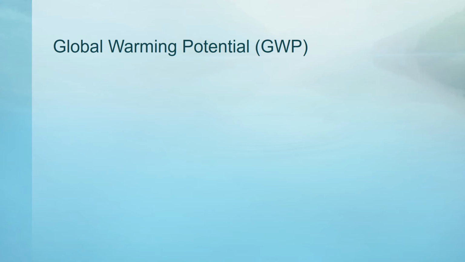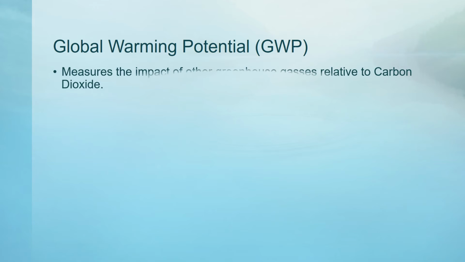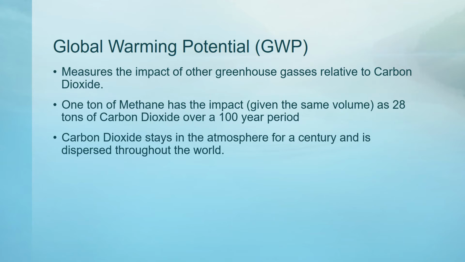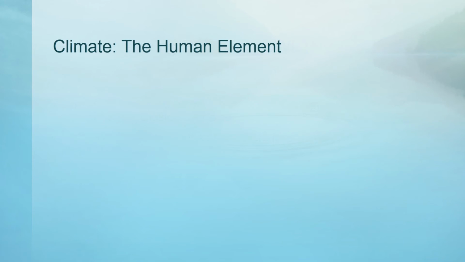So the text talks about global warming potential. This measures the impact of other greenhouse gases relative to carbon dioxide. So one ton of methane has the impact, given the same volume, of 28 tons of carbon dioxide over a 100-year period. So methane is a much more potent greenhouse gas in terms of trapping heat. However, I think it stays in the atmosphere maybe 20 years as opposed to 100, and there's much less of it at the moment. So carbon dioxide stays in the atmosphere for a century and is dispersed throughout the world.